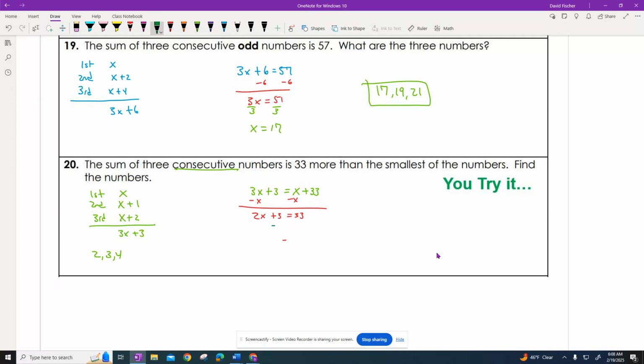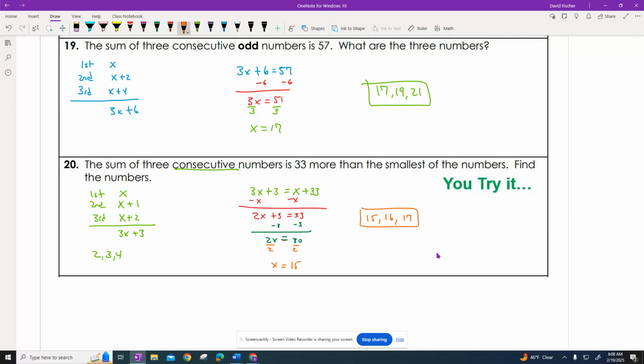And then I'm going to subtract my 3 from both sides. And now I got 2x equals 30. Last step is divide by 2. And now I'm getting what I did earlier today. Let's see, that's 15. So I got 15. The next one's going to be 16. And then the last one's going to be x plus 2. 15 plus 2 is 17.